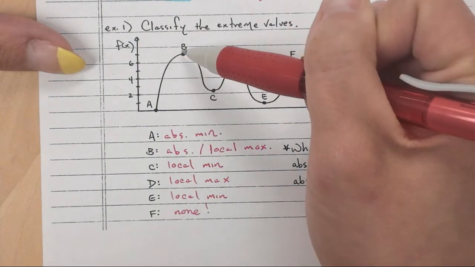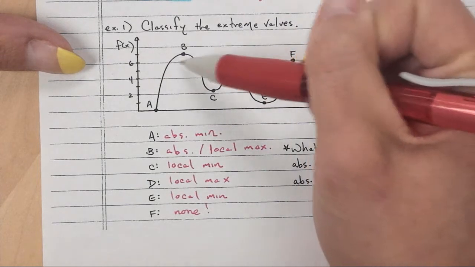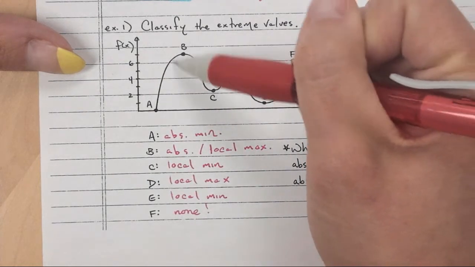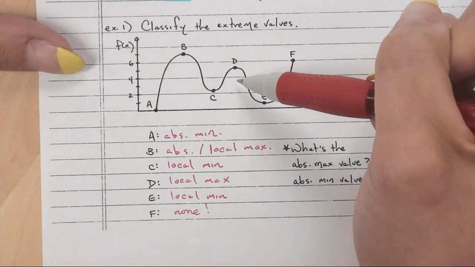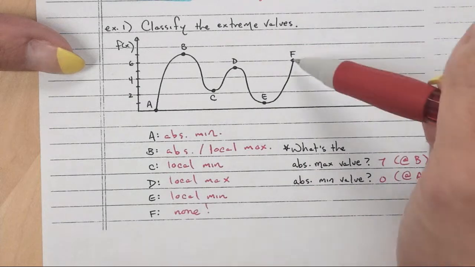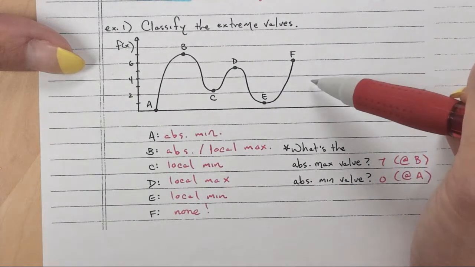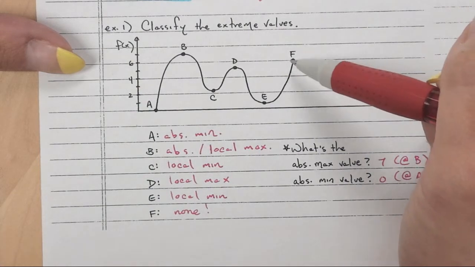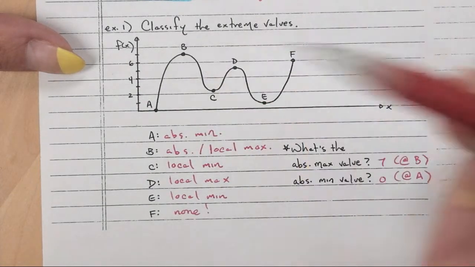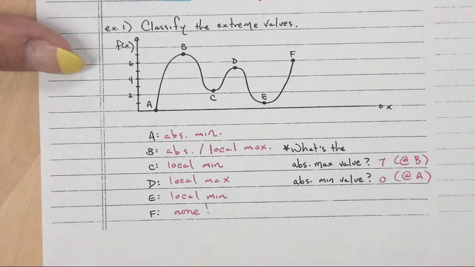If you go up and then down, if your slope is positive and then negative, then you have a local max. So there's a local max at B, there's a local max at D. And then there's a local min at C, there's a local min at E. F is not a local max because it doesn't go up and then down. And it's also not an absolute max because it's not higher than point B. So these are everything that we can specify for points A through F.